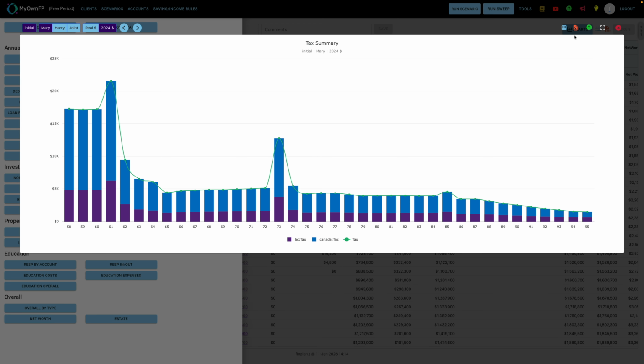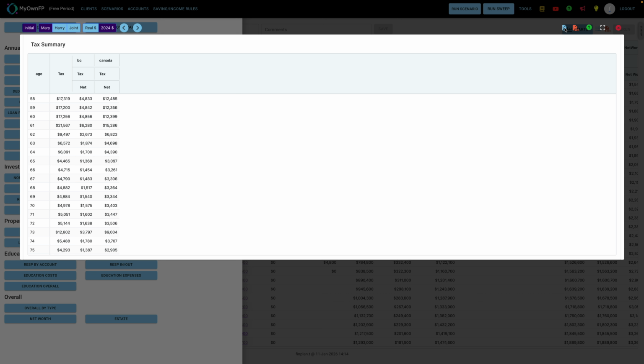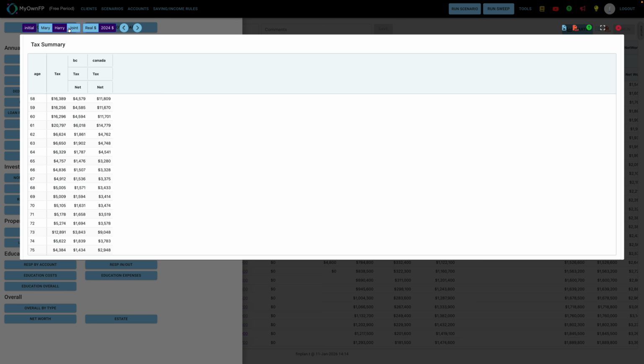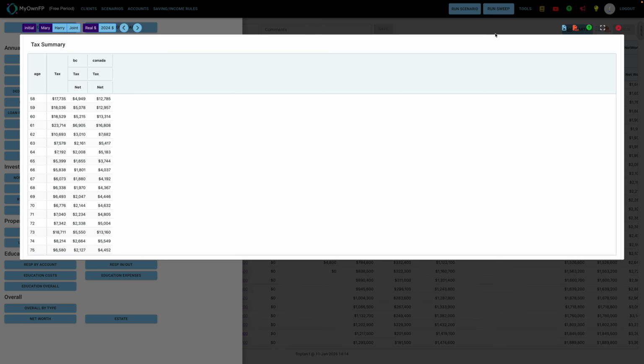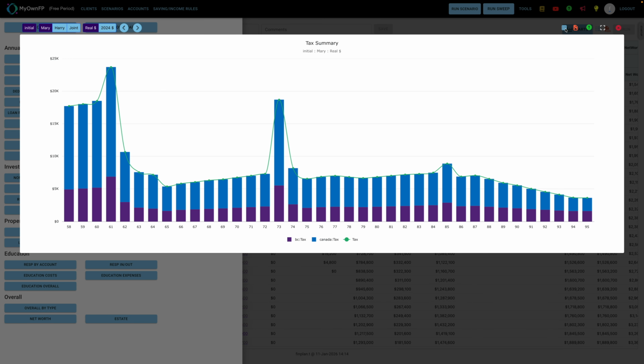The grid icon here will show this in grid format. Again, we can switch between area and joint, and real and nominal dollars. So those are different options that you have. If we click on the picture icon, we can flip back to the chart again.